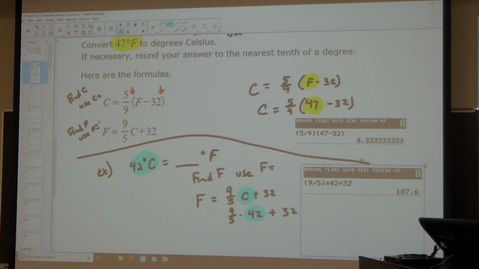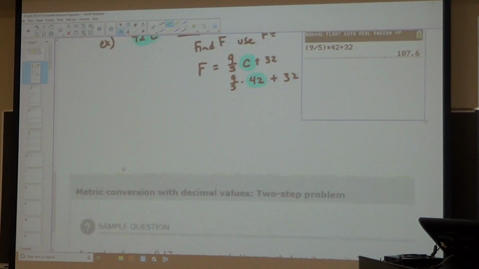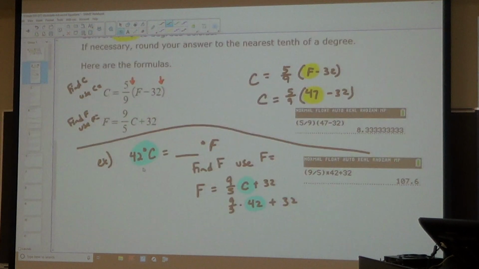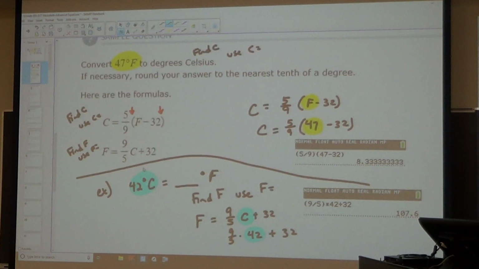And so the jumps are not out. Okay? Now, that's just the formula, nothing else. It's just plug it in. Now, it does tell you to round to the nearest tenth of a degree. So this one does not have to be rounded because it's already one place behind the decimal. This one would need to be rounded to 8.3.